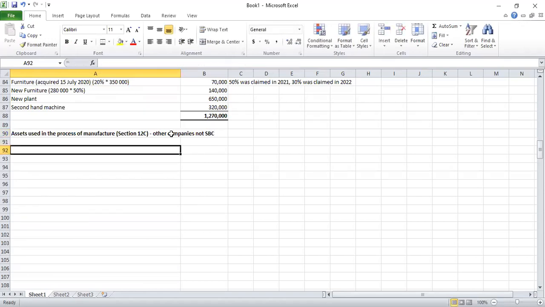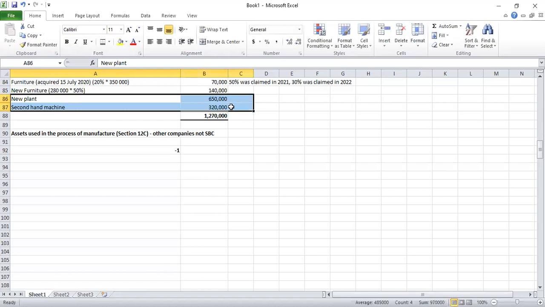Right, the SBC obviously will take the 100%. But okay, let's assume that you are not a small business corporation, and you've got assets that you are using in the process of manufacture. Now, when it comes to other companies that are not SBC, there's a distinction between new and unused and second-hand plant and machinery. They've got different rates. So if you saw on an SBC, there was no difference whether it's new or second-hand. It was just 100% allowance in the year that you start using the assets.